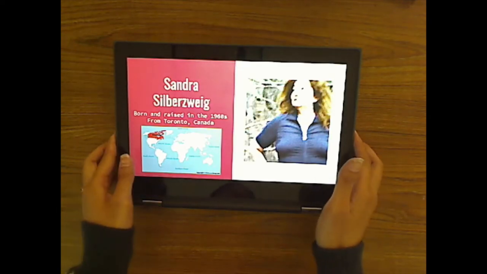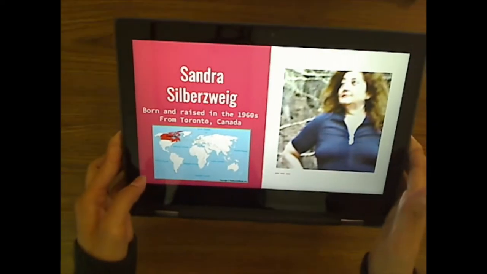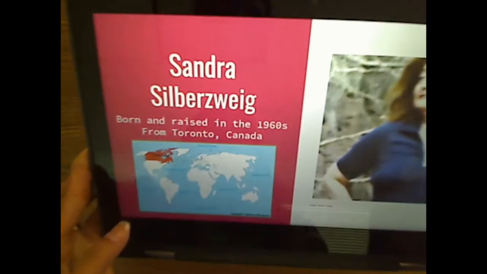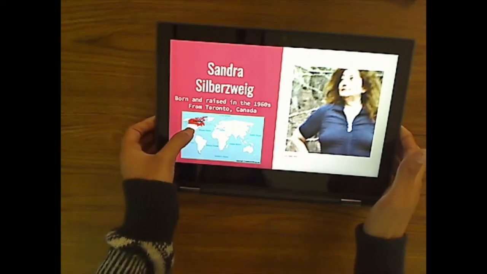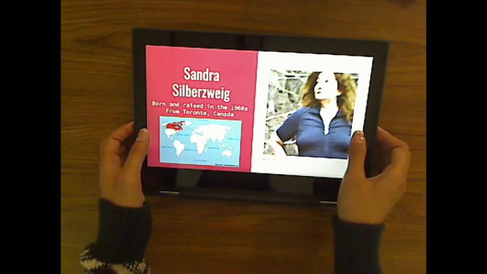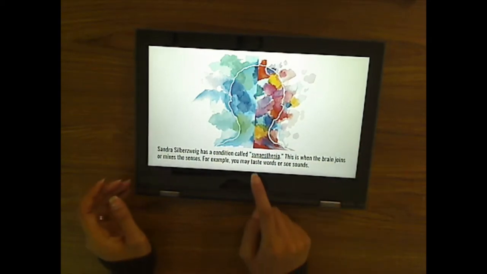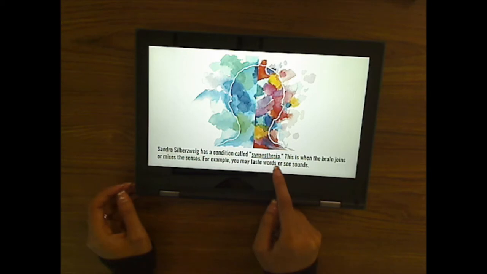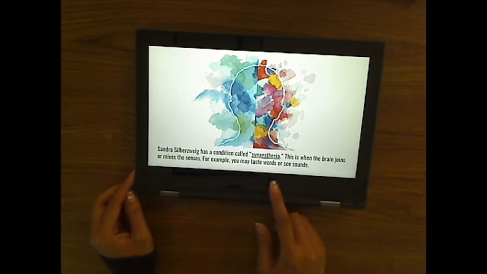So this is Sandra Silberzweig right here, and she was born and raised in the 1960s. She's from Toronto, Canada, and Canada is in red on the map right here. We talked about her condition called synesthesia. Synesthesia is when the brain joins or mixes the senses together. For example, you can taste words or see sounds.